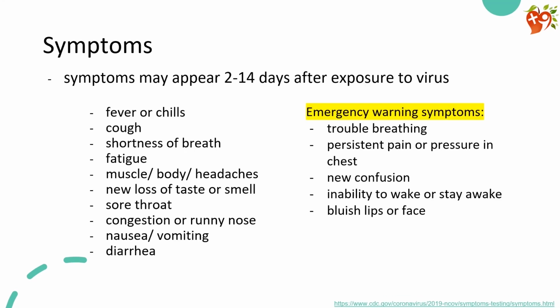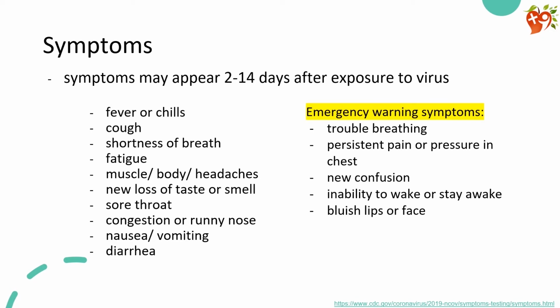What are the most common symptoms of COVID-19? According to CDC, anyone can have mild to severe symptoms, but older adults and people who have severe underlying medical conditions are at higher risk. Symptoms may appear 2 to 14 days after exposure to the virus, so there is a possibility that you have contracted COVID-19 but didn't show any symptoms.